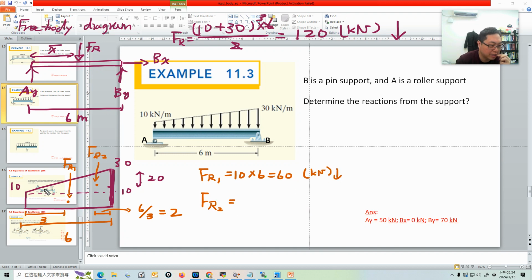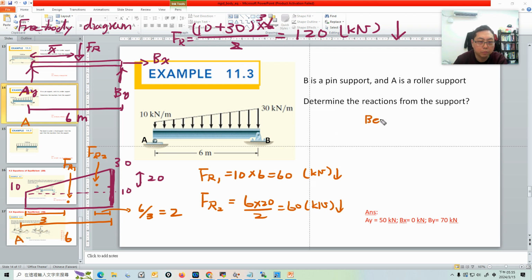Okay, FR2 is the area of this triangle. It's 6 times 20. 6 is here, 6 is here, and 20 is here. Don't forget this is 20. And divided by 2 is also 60. And it also points downward. Then we use A as a reference point.